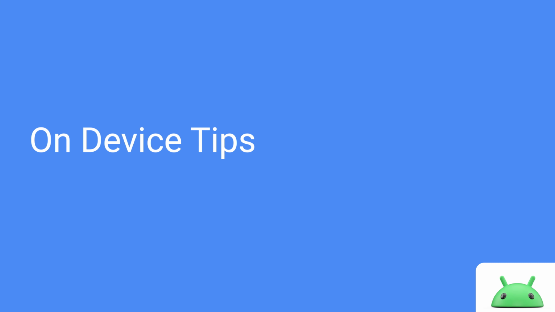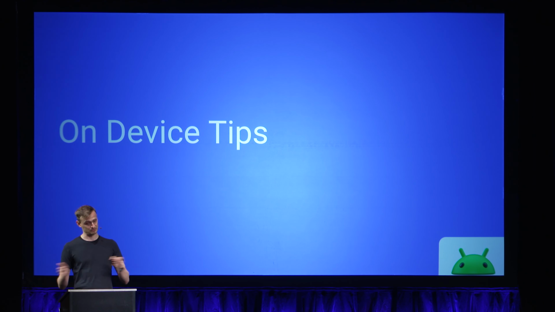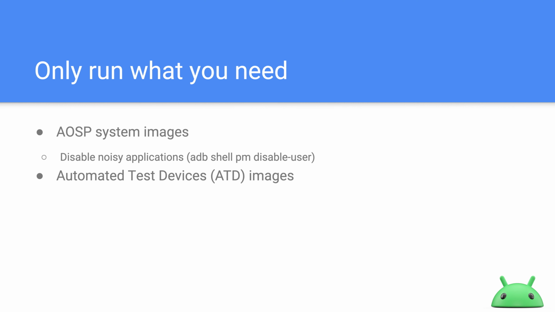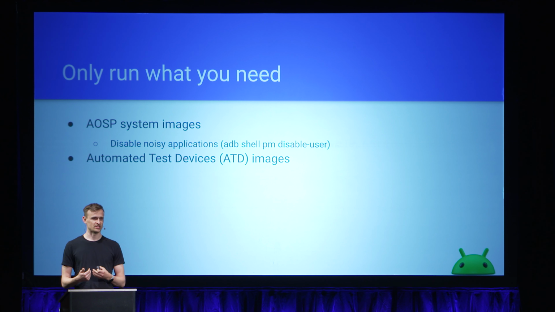So if you do decide to jump on this journey of writing tests on a device, which I've been discouraging you from, what you really want to do is only run what you need. What I mean by that is you really should avoid running Google system images if you can, for emulators or physical devices, and run on AOSP images. That gives you much greater isolation. If you don't need Google Play services, just run on AOSP and you have way fewer processes, way fewer things running in the background. It just gives you a lot more stability.